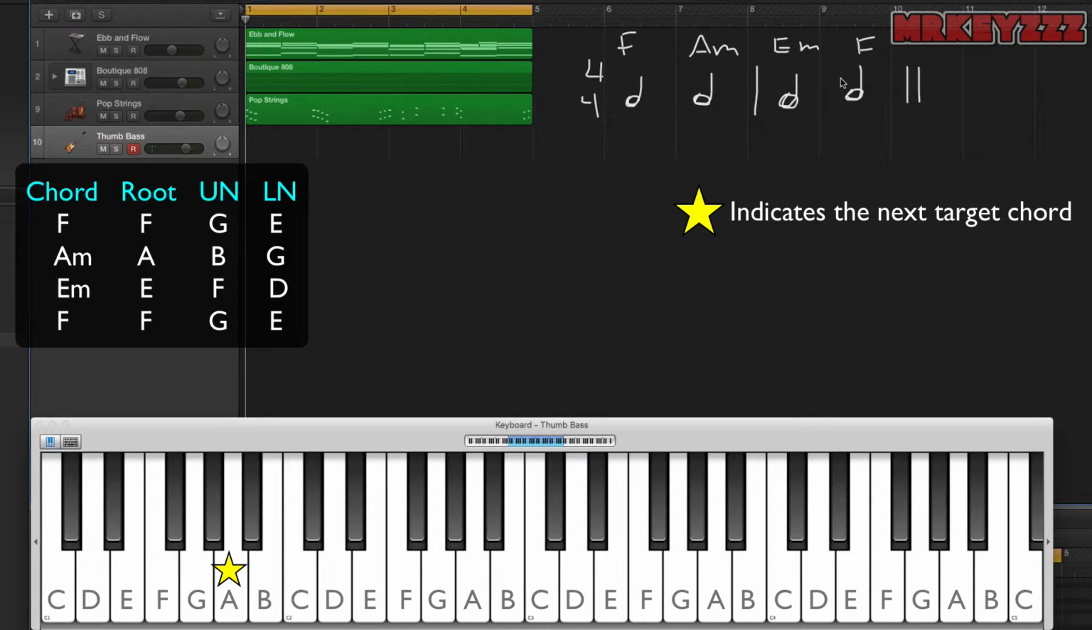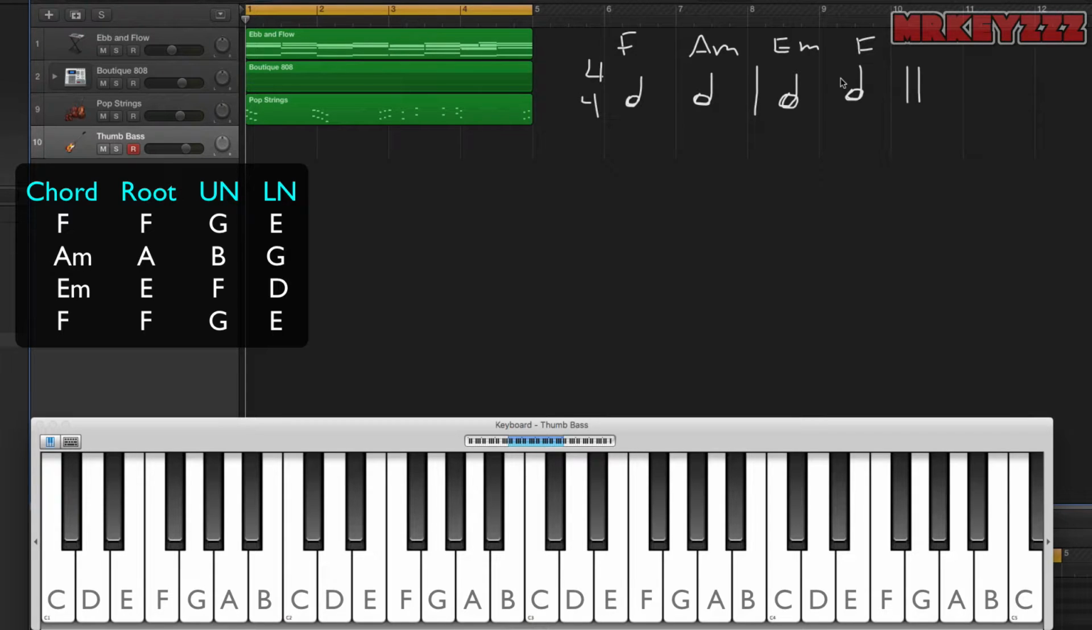I'm going to do upper neighbors for each of the chords. So it would be 1, 2, 3, 4. 1, 2, 3, 4. We have to make sure that the chord that we're going to comes in at the right time. It can't come late and it can't come early. So that means the upper neighbor or lower neighbor, whatever we're using, has to come slightly before.